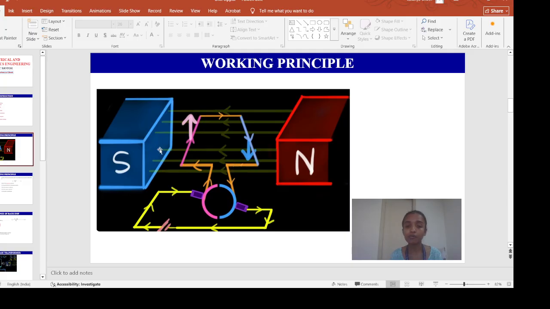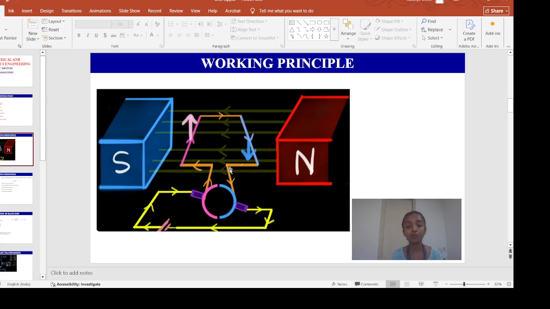Now, when we place this rectangular current carrying loop within the field poles of the magnet, it experiences a force. And the direction of the force at each arm of this rectangular loop is not same. The magnitude of the force is same, but the direction is not same. Now, if we want to find out the direction of the force at each arm of this rectangular loop, what is the way out? We have to use Fleming's left hand rule.